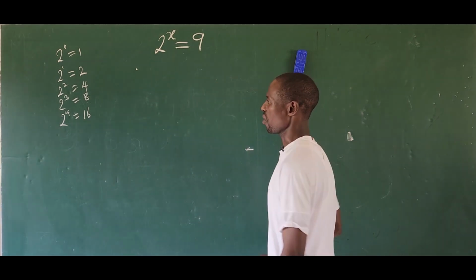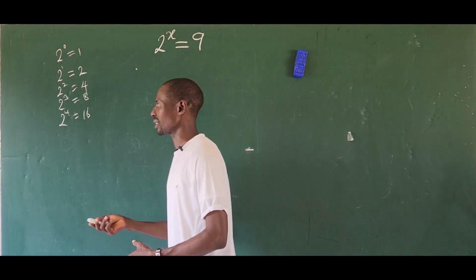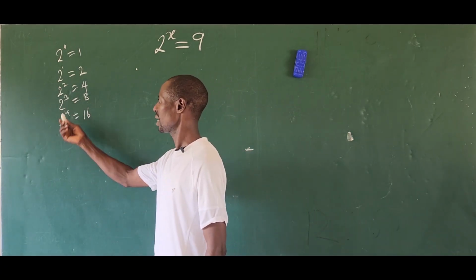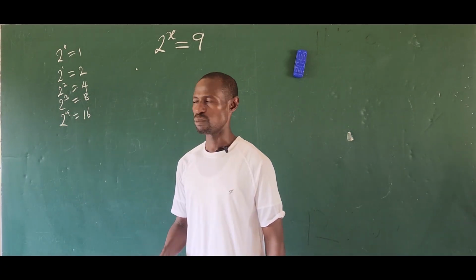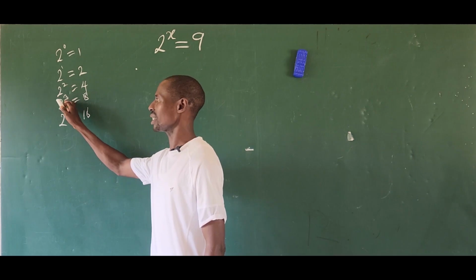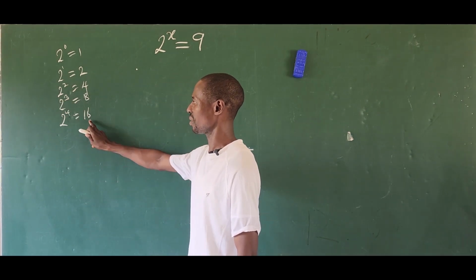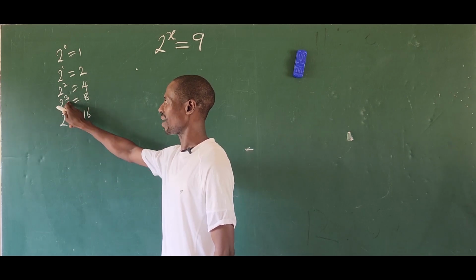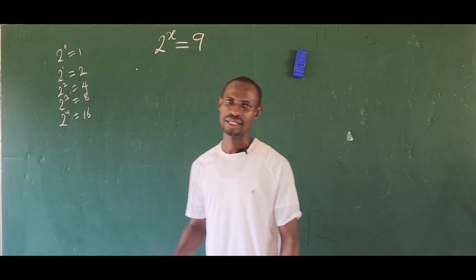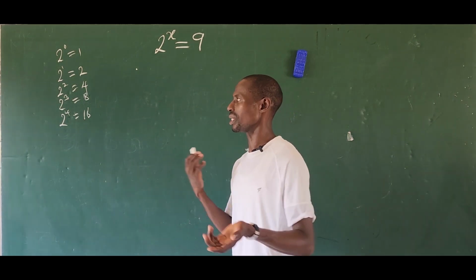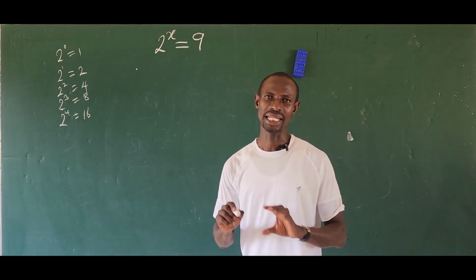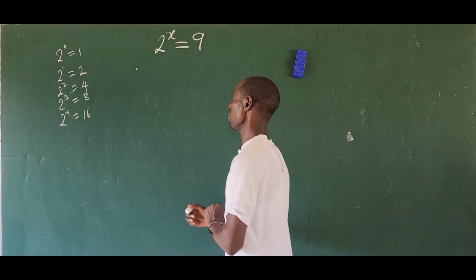Okay, so what does that imply? It means that the value of x here is going to fall within 3 and 4. But it's going to be closer to 3, because here we have 8 and here we have 16. So between 3 and 4, the value will be closer to 3. So we're going to have something maybe within 3 point something. But how do we get this answer? That is the aim of this video.